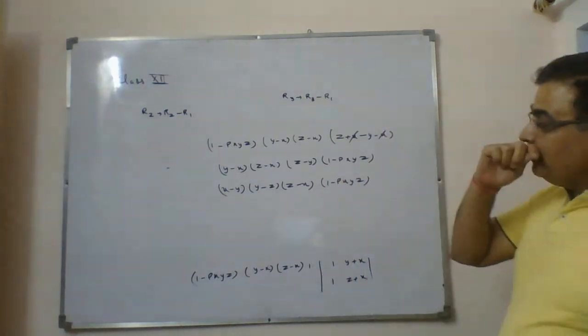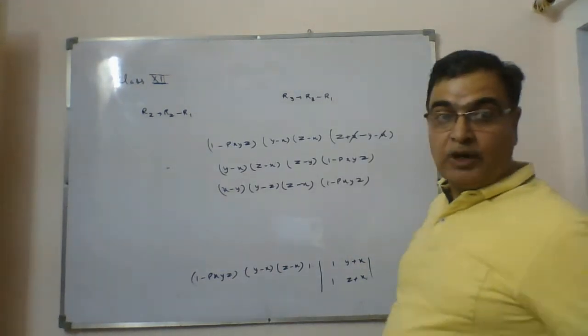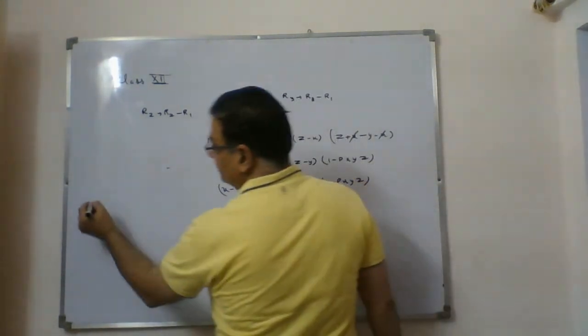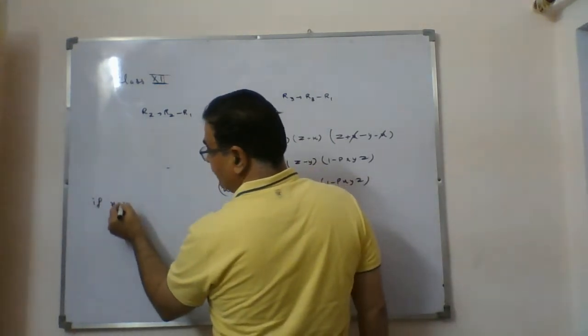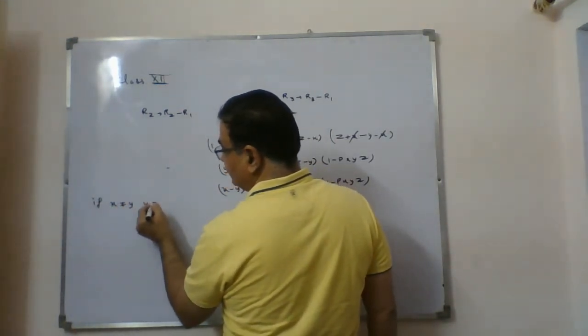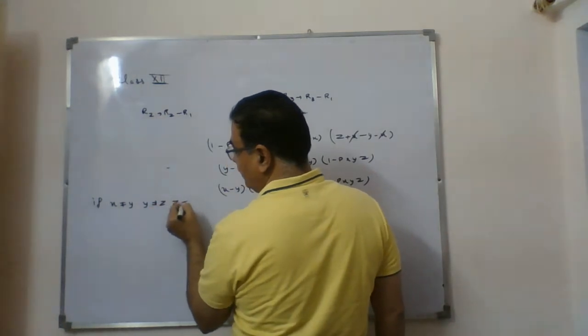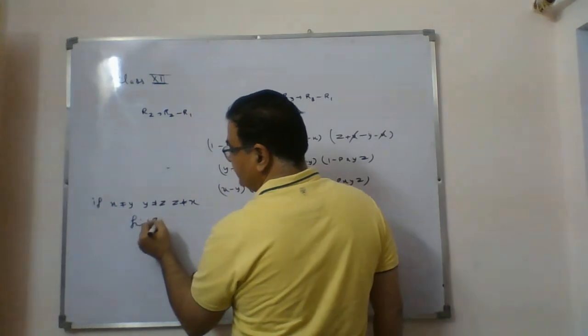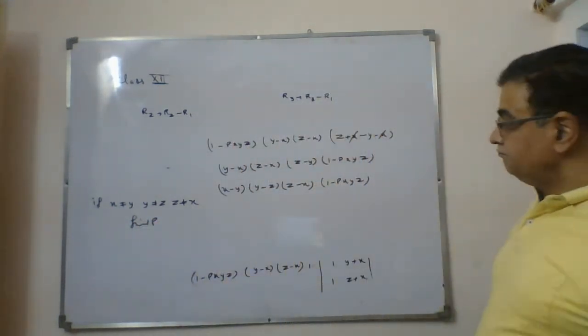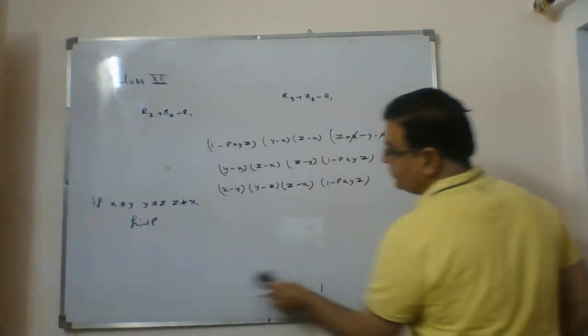In this question, they can ask one more thing. If x is not equal to y, y is not equal to z, z is not equal to x, then the question is to find what is p. Can you do it now? What is the change?